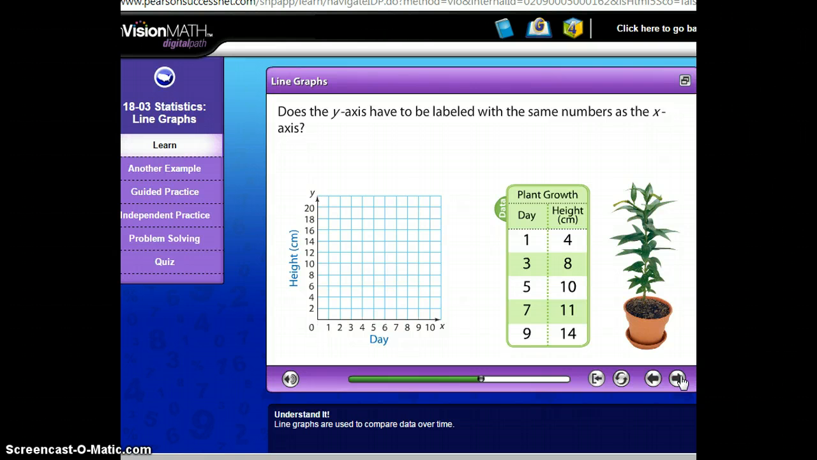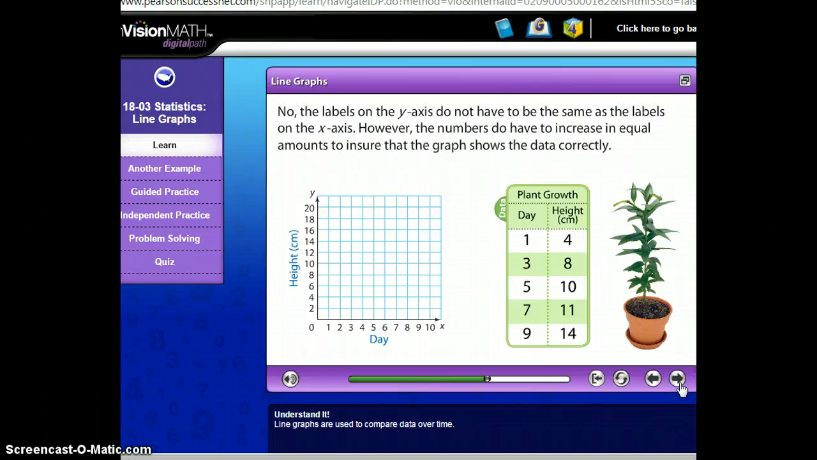Does the y-axis have to be labeled with the same numbers as the x-axis? Well, look what they did here. They went in intervals of 2 here, right? But they went in intervals of 1 here. So that tells us no. No, the labels on the y-axis do not have to be the same as the labels on the x-axis. However, the numbers do have to increase in equal amounts to ensure that the graph shows the data correctly.